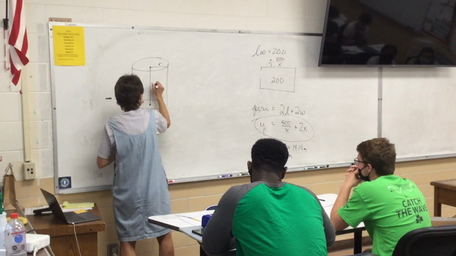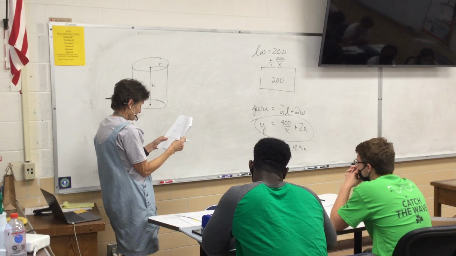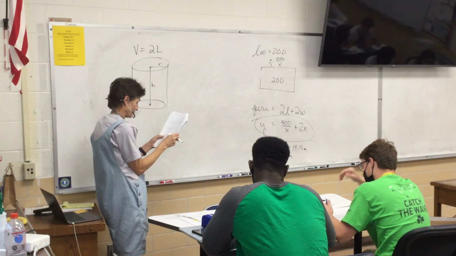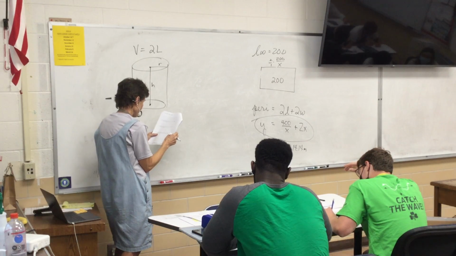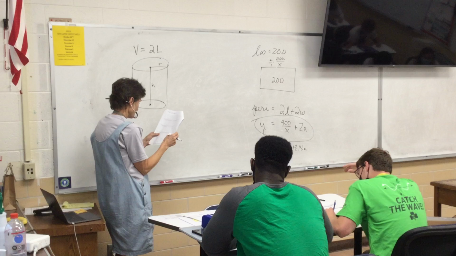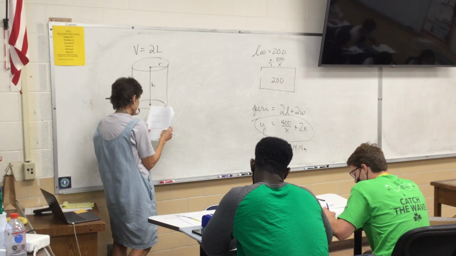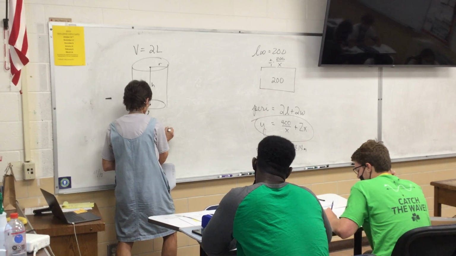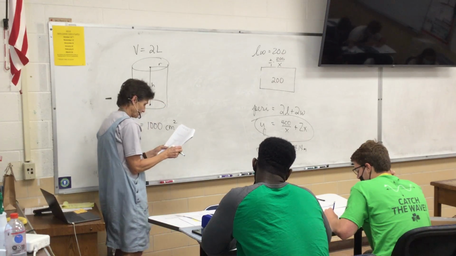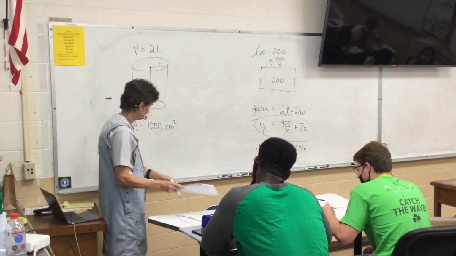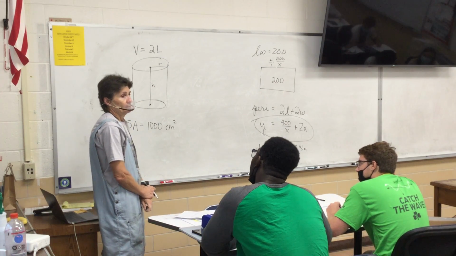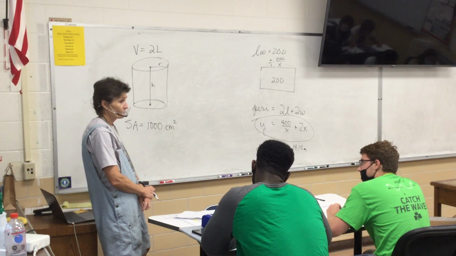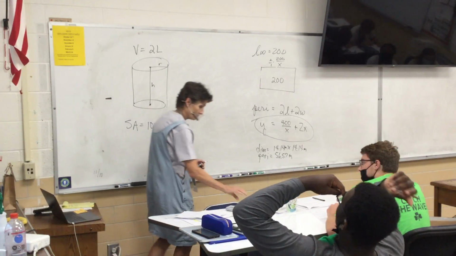My job is to find the radius and the height of the can. And I know the volume of the can is 2 liters. And the surface area is 1,000 square centimeters. Okay. Where do we even begin? Bronson? I would start with getting the basic formulas for each of them.